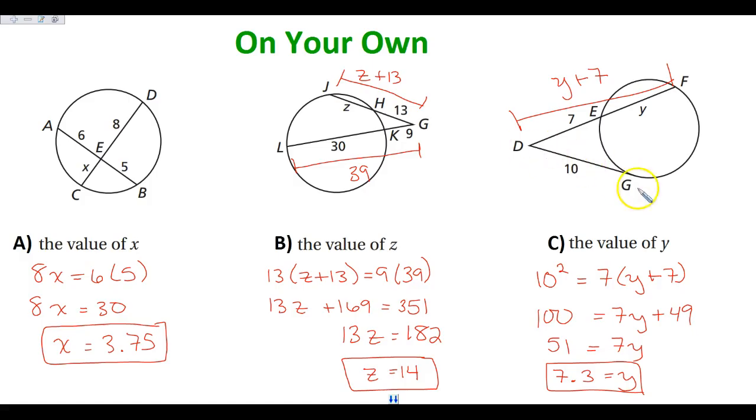In the last one, the outside is 10 and the whole thing is 10, so it's 10 times 10, or 10 squared. And here the outside is 7. The whole thing is y plus 7, or 7 plus y, it doesn't matter. Distribute and then solve for y here.